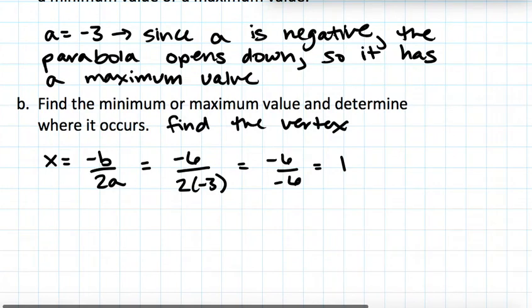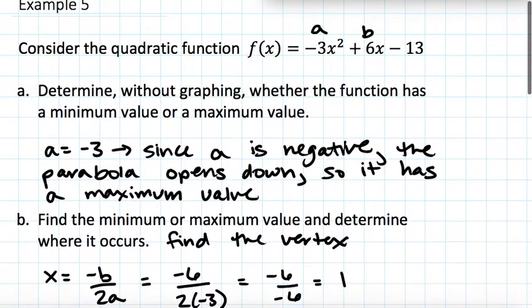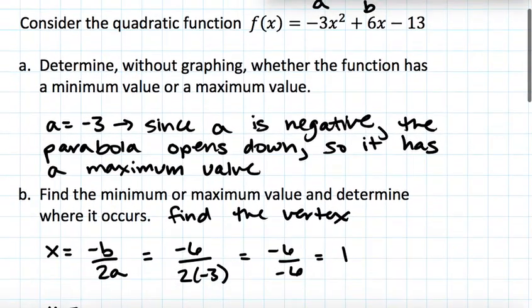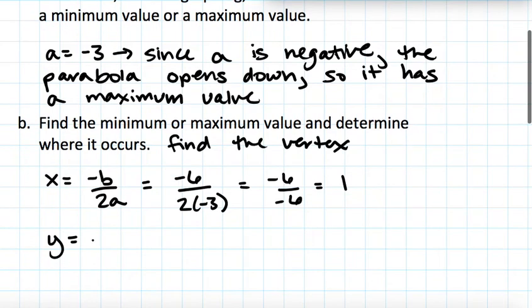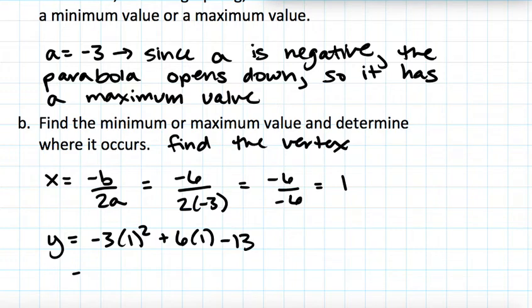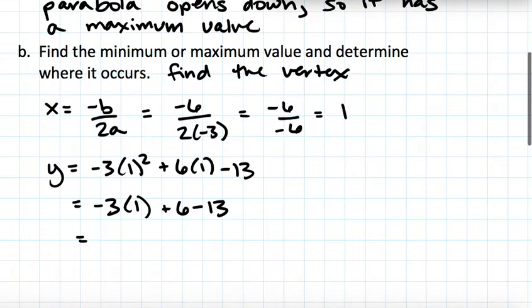And I need to find the y-coordinate here by plugging in. So I'm going to plug into my equation, plug in 1 for x. So it's negative 3 times 1 squared plus 6 times 1 minus 13. And then do the math here. 1 squared is 1. 6 times 1 is 6. So we have negative 3 plus 6 minus 13, which equals negative 10.